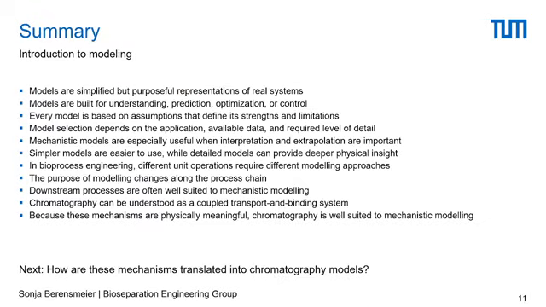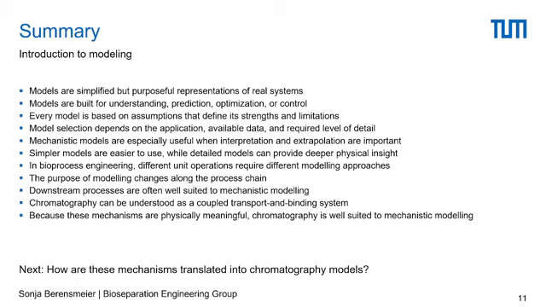To summarize this basic introduction into modeling, I want to recapture some of the most important points. First, that models are a simplified but purposeful representation of a real system. That models are always built for one of these goals: either understanding, prediction, optimization, or control. Every model that we are building is based on assumptions that define the strengths and the limitations of a model, and it is quite important to know the limitations of your models. What is your model good for? What is your model calibrated for? What can your model do and what can your model not do?